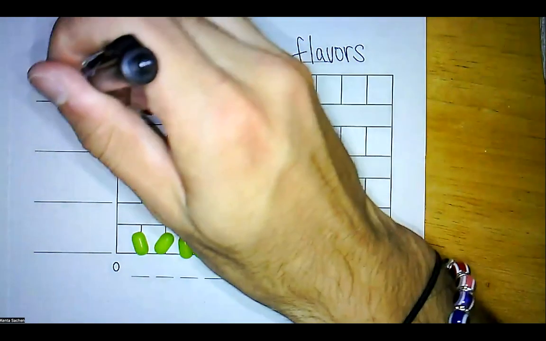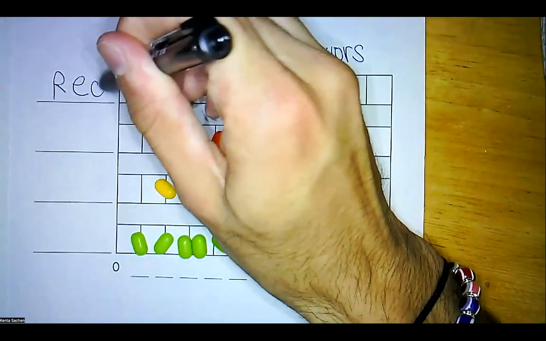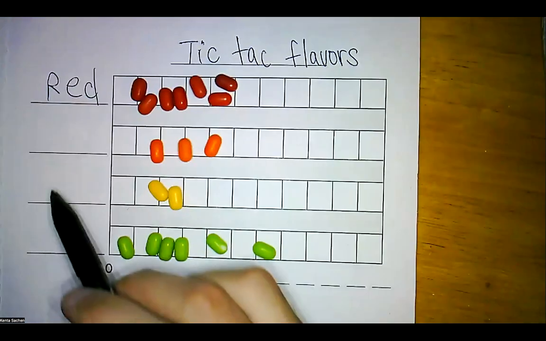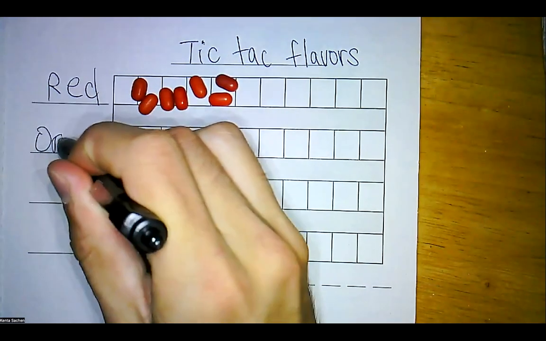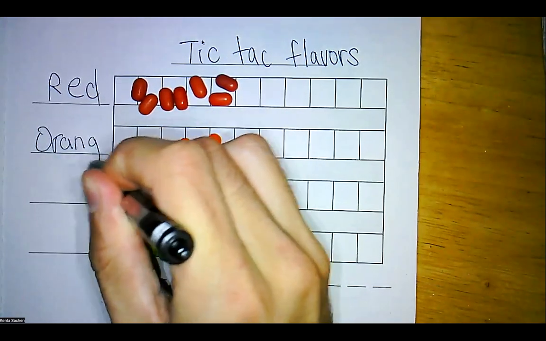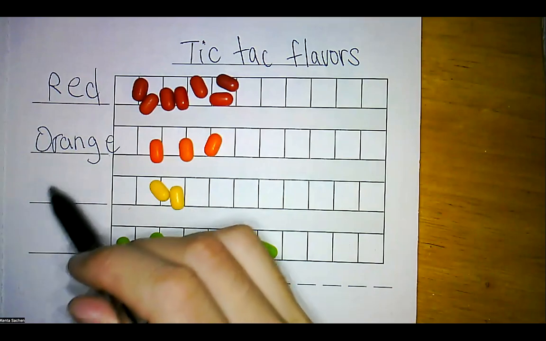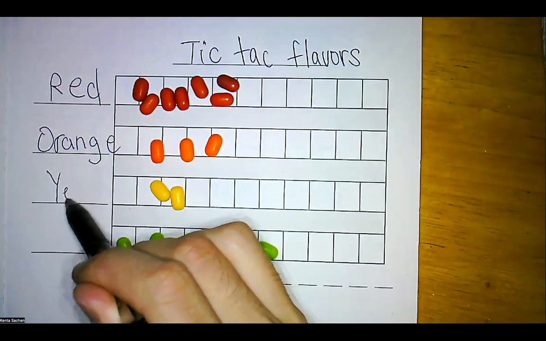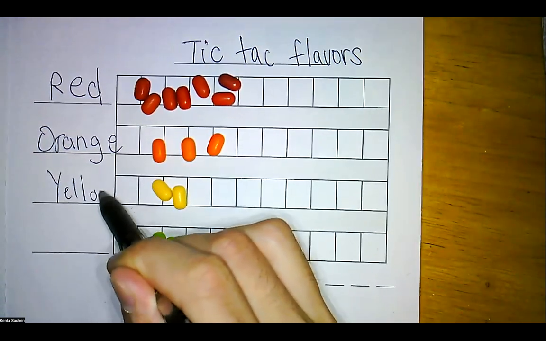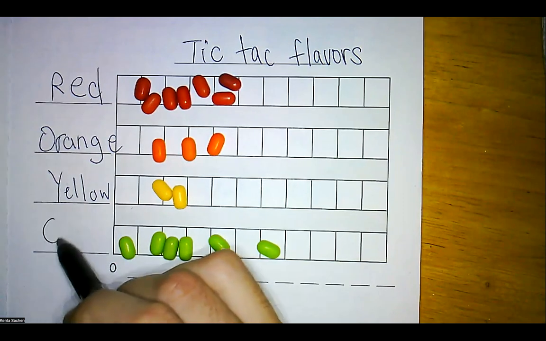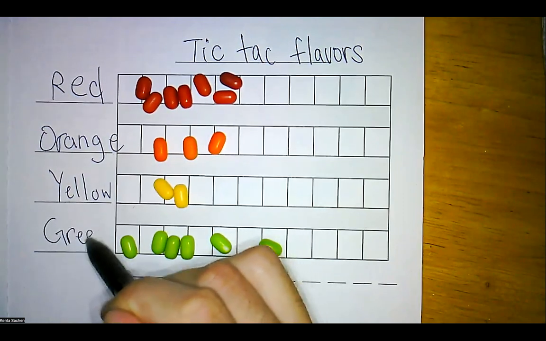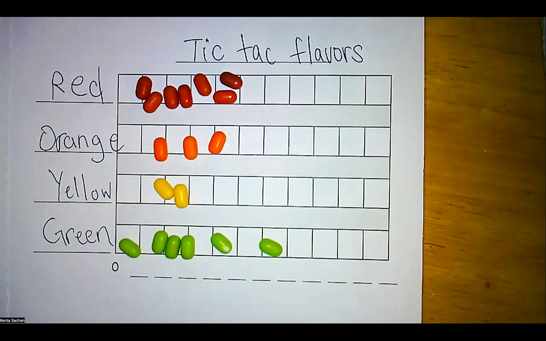Now let's label our different flavors or colors, right? So we have red, R-E-D. We have orange, O-R-A-N-G-E. Yellow, Y-E-L-L-O-W. And green, G-R-E-E-N. Green.